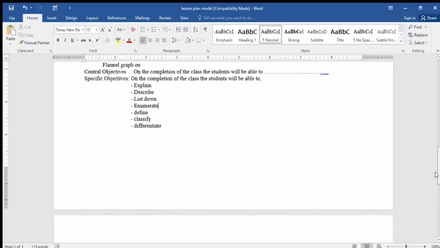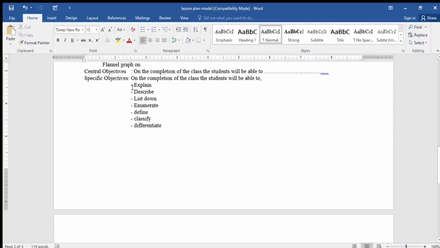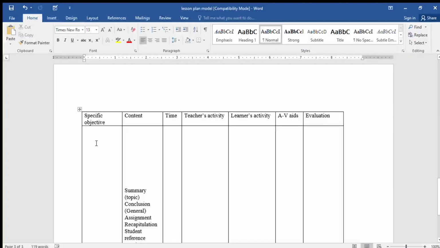Once you write the specific objectives, here comes the main portion. You have to draw the columns like this: specific objective, content, time, teacher's activity, learner's activity, AV aids and evaluation. In the specific objective column, you write in the same order: the first objective should be define cirrhosis. Whatever you have written on the front page, in that flowchart, in that manner only you have to write the specific objectives over here.